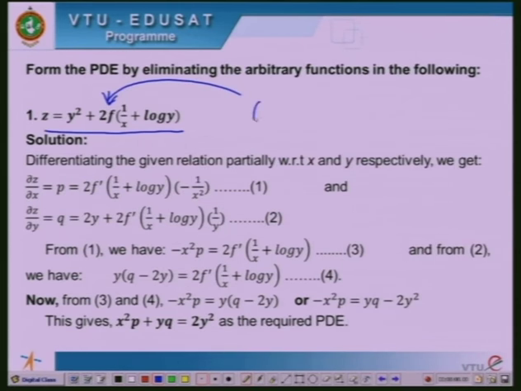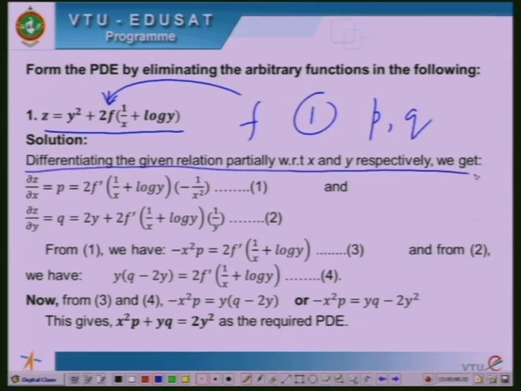Because there is only one function in this, you should get a partial differential equation of order 1. That is to say, the PDE should contain the partial derivatives p and q only. So, you don't go to higher order derivatives. So, what we do: differentiating the given relation partially with respect to x and y respectively. First, let us do the differentiation with respect to x.